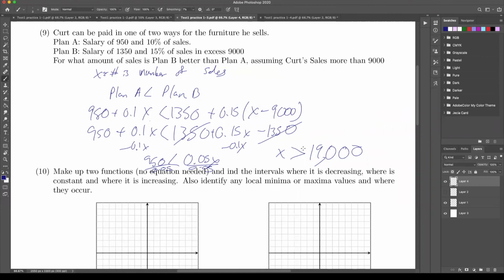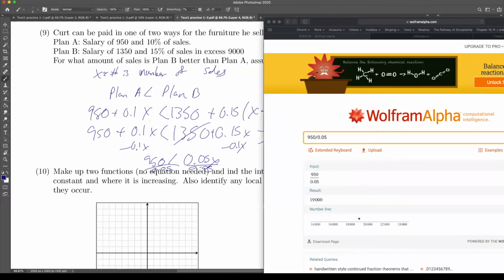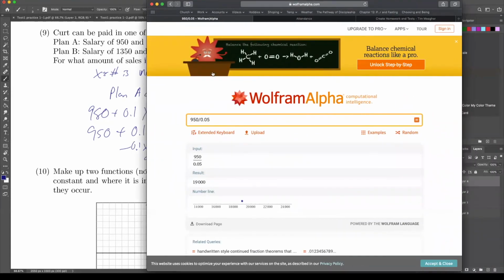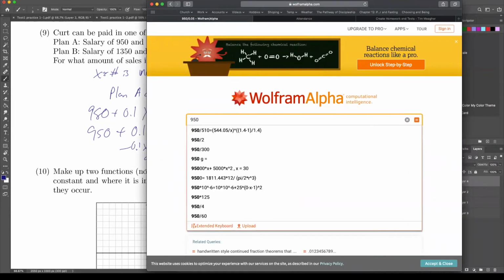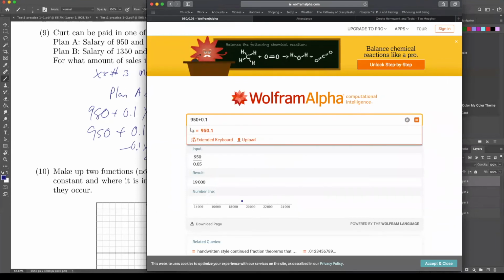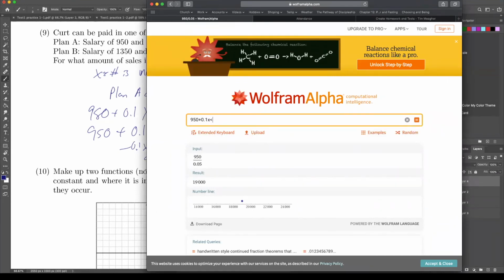Yeah, sure. We can also just type it in. Let me just show you how to type that in straight up. So here we're going to just type this in straight away. It'll just be 950 plus 0.1x less than 1350 plus 0.15x minus 9,000, and we should get the same answer.